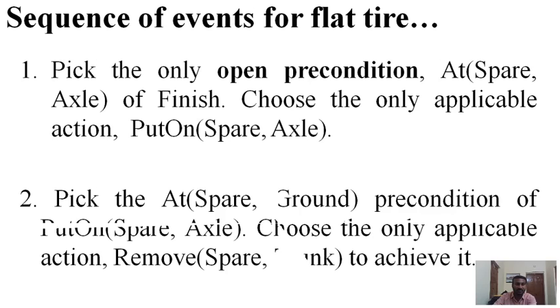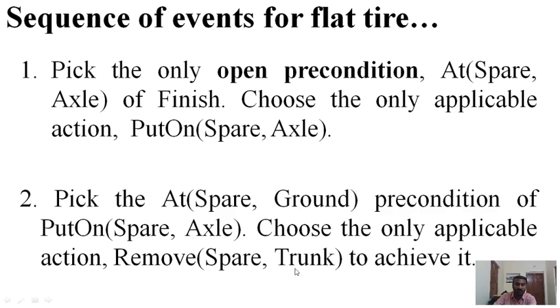So the next one: whatever puncture concept we know, the same thing is given in sequential order. First, pick the ground precondition At(Spare, Ground) of PutOn(Spare, Axle). If you want to put on the spare on the axle, first you want to remove it. What is the precondition for that? At(Spare, Ground). That means after removal it is placed on the ground only. So choose the only applicable action: Remove(Spare, Trunk). If you want to put it on the axle, first we want to remove it, so we use this precondition.